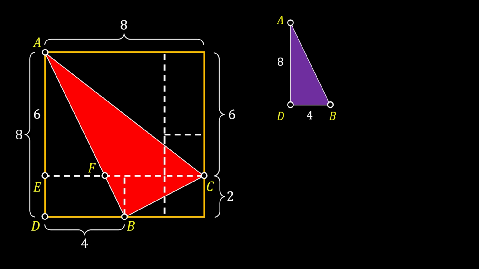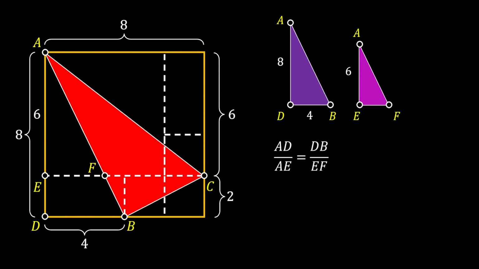Now let's also notice this pink right triangle AEF. This triangle will have the height of 6. Now, since EF is parallel to the line DB, that means that those two triangles have the same angles, which means that they are similar. We can use the rule of similarity and say that the relation between their heights AD and AE must be equal to the relation between their bases DB and EF. If we substitute our values, we will get the following.